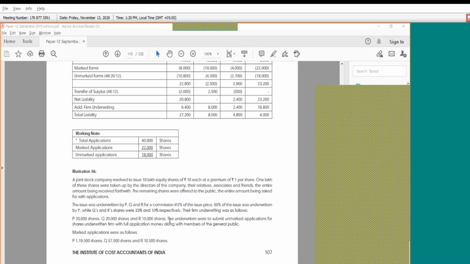All other things, same. There is no new learning. This is what we have to account differently because of this reason only. Normally, marked firm underwriting we have to deduct separately, but in this problem we have to deduct along with the unmarked application because unmarked application includes firm underwriting. Okay?